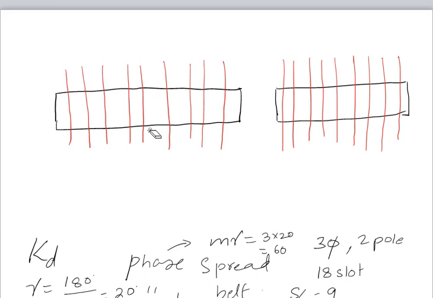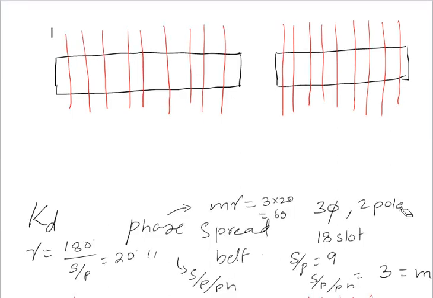Now here, let us do some winding constructions. There are two types of winding we will be considering, that is concentrated winding, and then distributed winding.